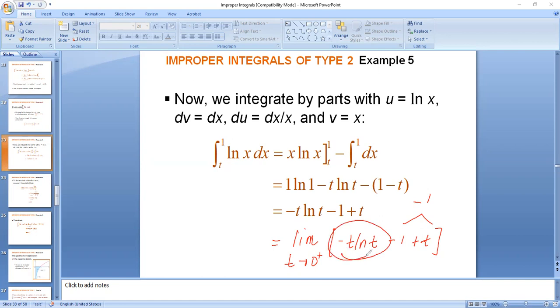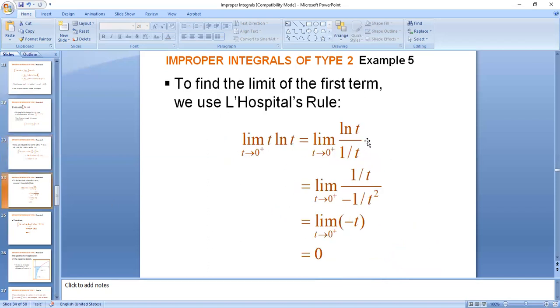Our challenge here is the negative t ln of t. Because in this case, you will have 0 times ln of 0. Ln of 0 is non-existing; this is infinity. 0 times infinity will be indeterminate, so you have a problem with that. That's the reason why, here in my markings, L'Hopital's rule is applied to t ln t.